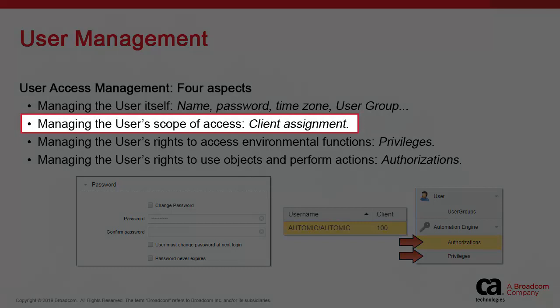The user scope of access to the Automic Automation solution. Users are specific to clients. As such, they are first created in client 0 and then assigned to an operational client.